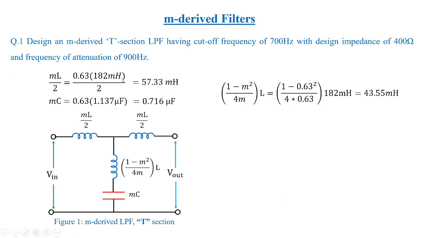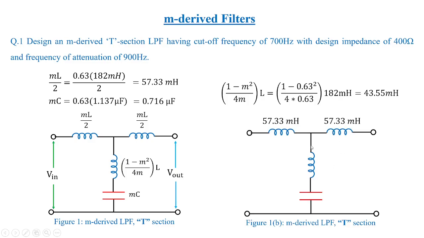So you can see the values are substituted over the m-derived low pass filter. Now this actual formula can be replaced by the original circuit with ml by 2. The value is changed to be 57.33 millihenries on both sides, and the new value of the MC is 0.716 microfarad, and the value of this 1 minus m square by 4m multiplied with L is obtained to be 43.55 millihenries. So this is an m-derived low pass filter under a T section.